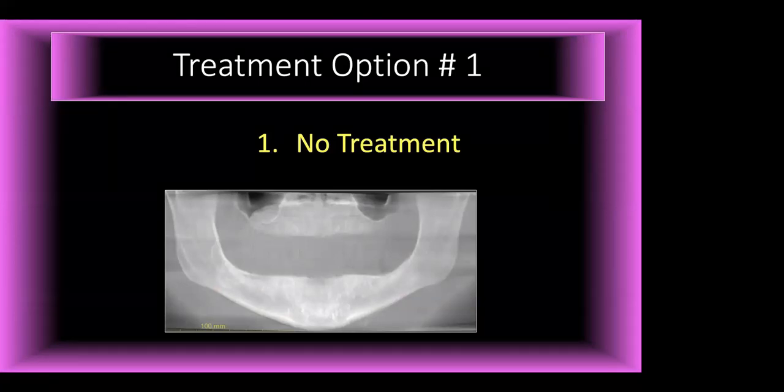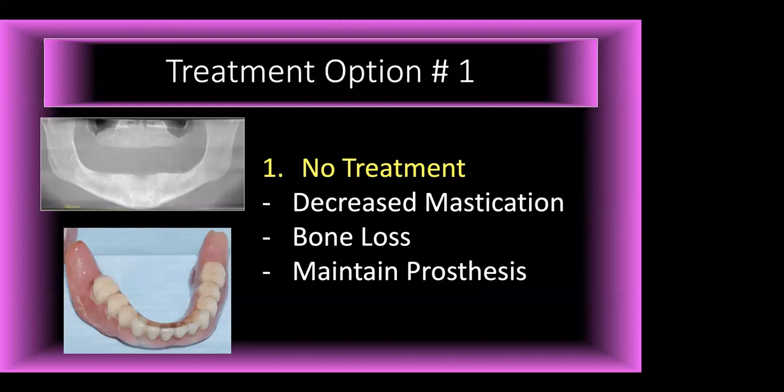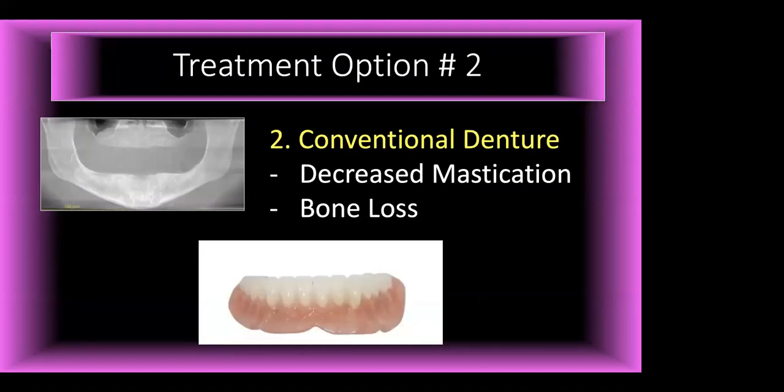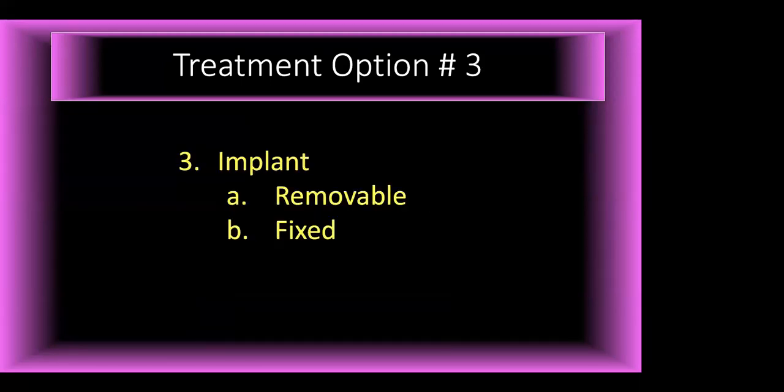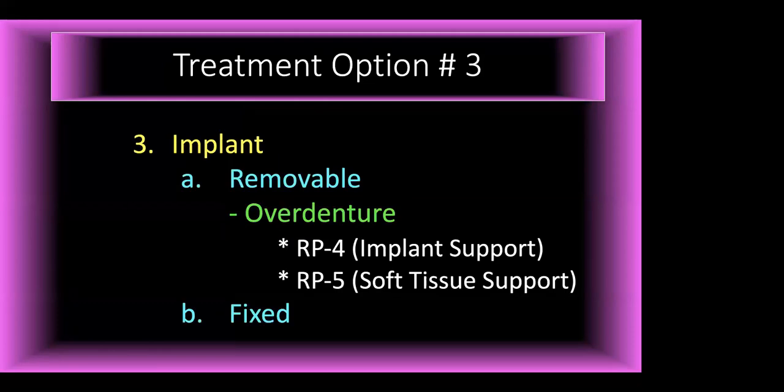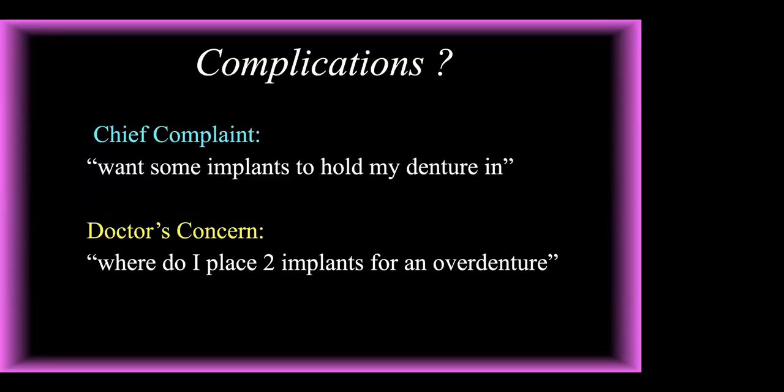So if we go through the different treatment options, again, we're going to do no treatment, as we said before. A conventional denture would be the second option. The third option is going to be either removable, we talked about this for the first case, RP4 or RP5, and/or the fixed. So if we look at the patient's chief complaint, they want some implants to hold my denture in. So it appears that they don't mind having a denture. So the patient most likely wants an overdenture.